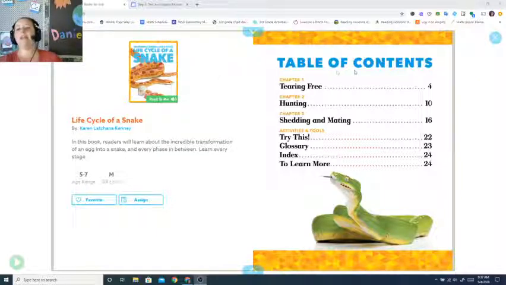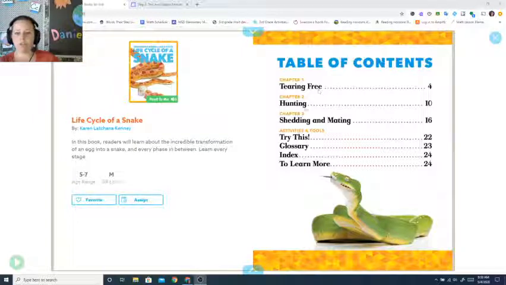Okay, and then right here we have the table of contents. So table of contents, it's just used to let us know which page talks about certain things. So for instance, on page 4, there's a chapter 1, that's called Tearing Free. Okay, so you can see Tearing Free is the name of that chapter. So we could look at that title of the chapter and we could say, okay, let's see. What do I think that means? Right? And it's going to give us a clue as to what the main idea of that whole thing is.